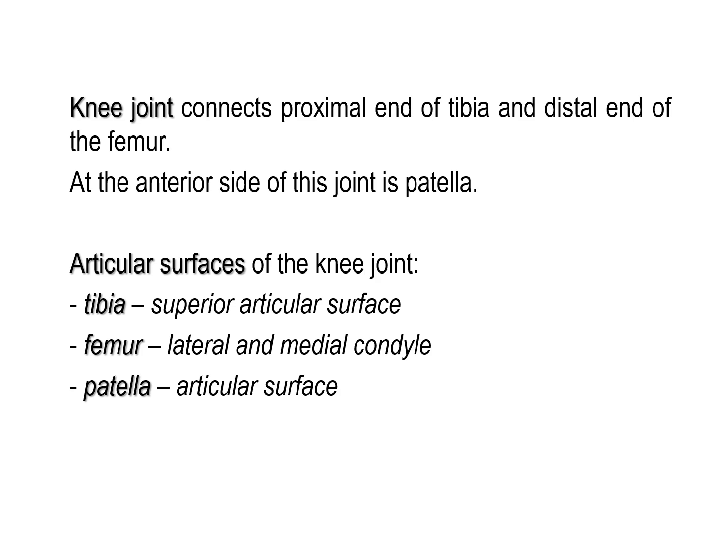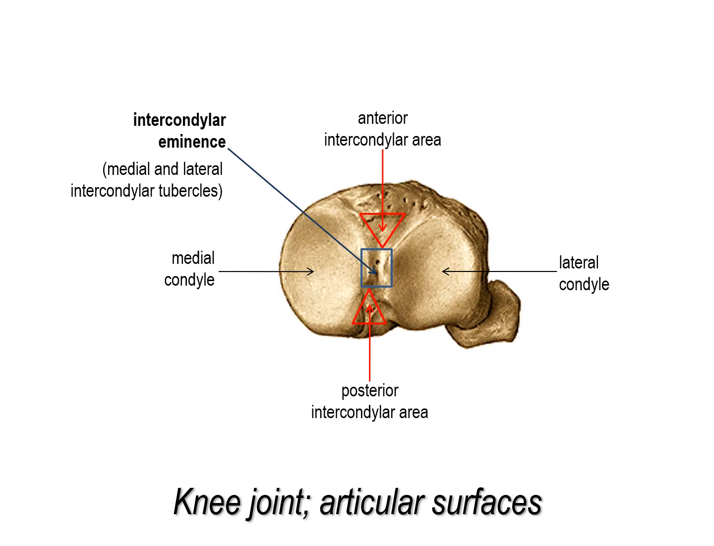Articular surfaces of the knee joint are the superior articular surface of the tibia, the lateral and medial condyle of the femur, and the articular surface of the patella. The superior articular surface of the tibia consists of two smaller articular surfaces that belong to the medial and lateral condyle. These articular surfaces are slightly concave. Between them is located the intercondylar area.